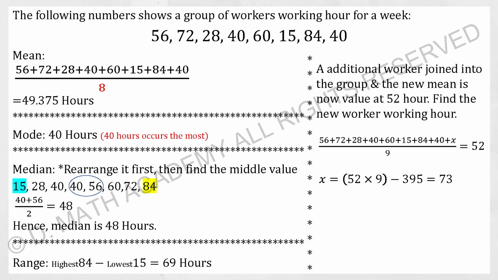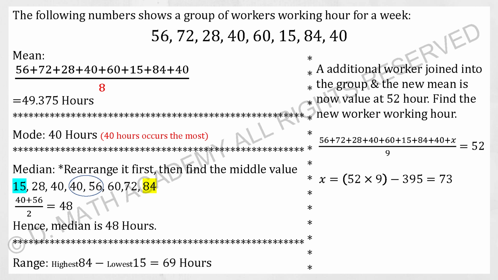Whereas the mode refers to the variable that reoccurs the most or has the highest frequency count. Over here, the mode will be 40 hours because it appeared twice.